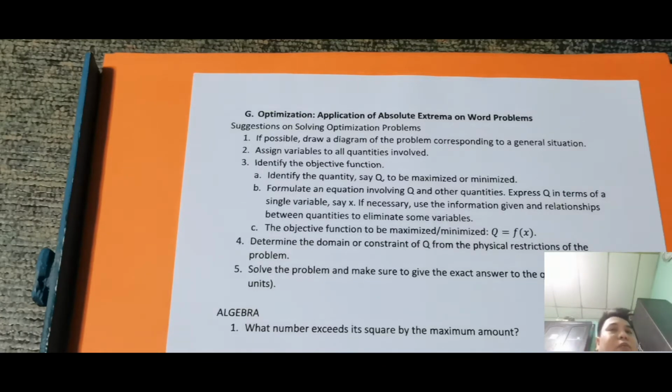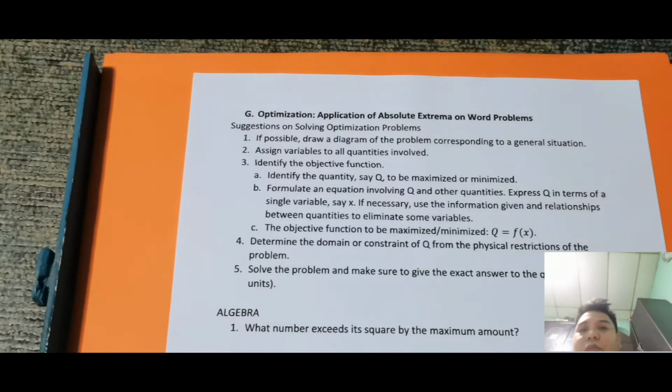So, for example, the sum of two numbers is S. So, quantity, so, ang i-identify ko, yung sum ng dalawang number, X plus Y, is equal to S. Then, capital S, wag yung small letter. So, para at least alam ko, yun yung i-maximize or i-minimize natin. Next, letter B, formulate an equation involving Q and other quantities. So, yun yung sinabi ko. So, kung the sum of two number is S, or so S, capital S is equal to X plus Y.